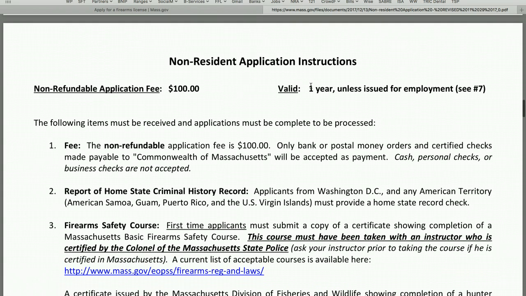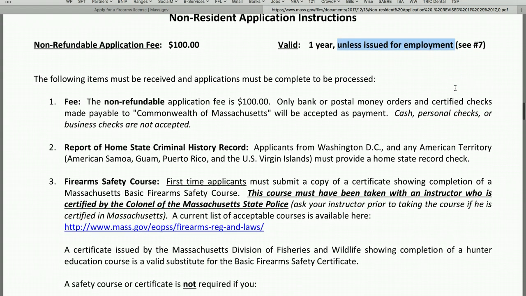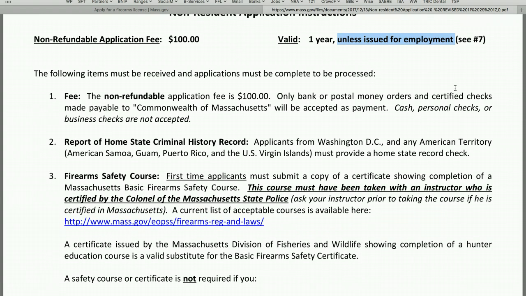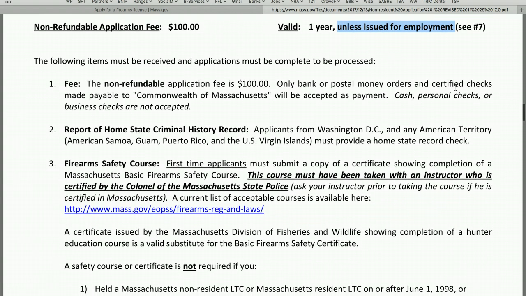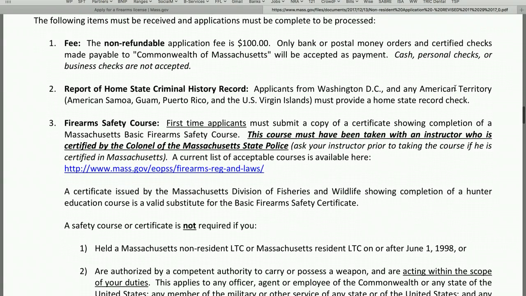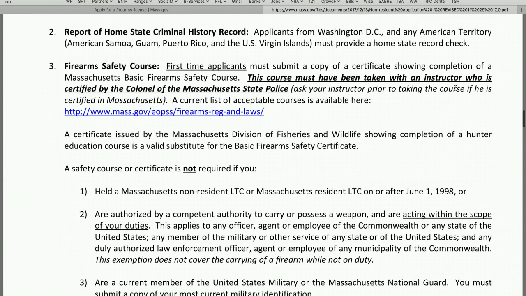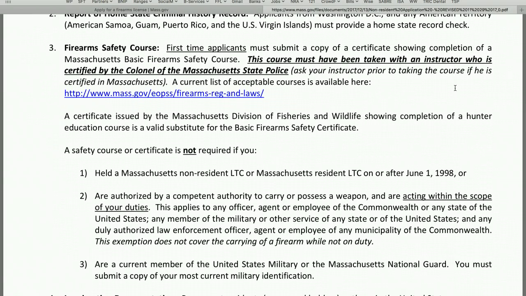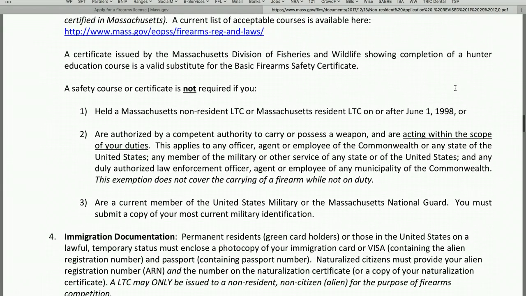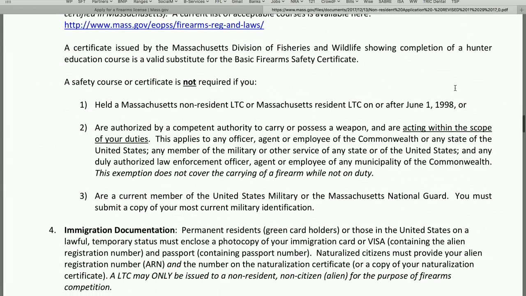So a cool thing about non-resident, right? It's valid for 1 year unless issued for employment. So if you're working out of state and stuff like that, you got a couple of different options. But I do have to note that you have to be licensed in the state that you're in first. So you can't apply for an out-of-state LTC for any state unless you're already certified and licensed in the state that you're living in. So you got to take care of that first, okay?